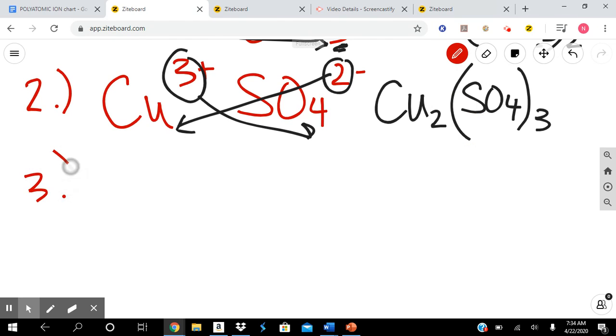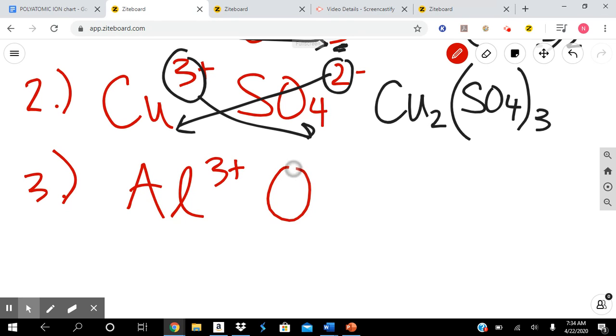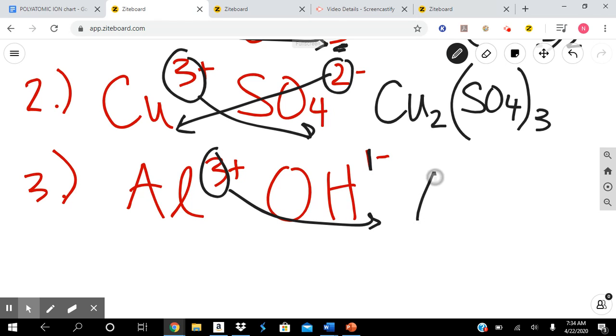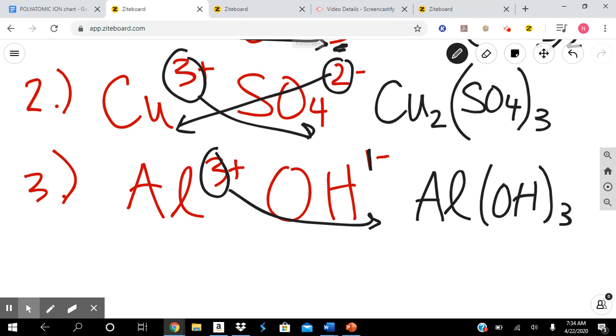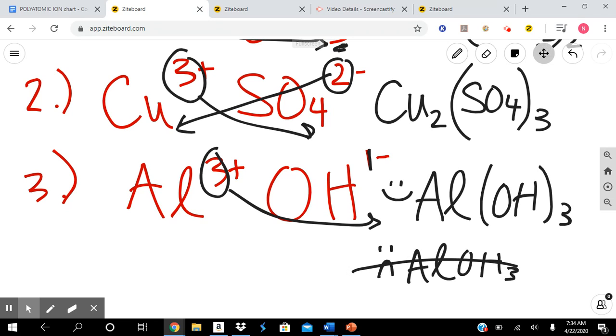Number 3, aluminum hydroxide. Aluminum is in group 3. Hydroxide is a polyatomic ion with a -1 charge. I have to crisscross my 3, and I'm not going to do anything with this 1. Hydroxide comes from that chart. It's a polyatomic ion, so it must go in parentheses. That's the right answer. You can't write it like this. If you write it like this, you're telling me, oh, I've only taken the H 3 times. But in reality, you need to take the OH 3 times.